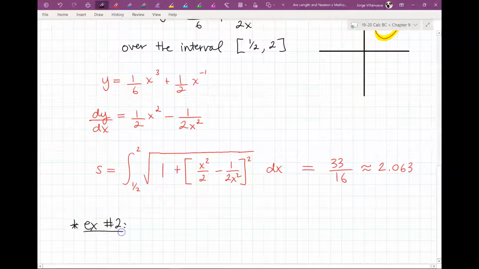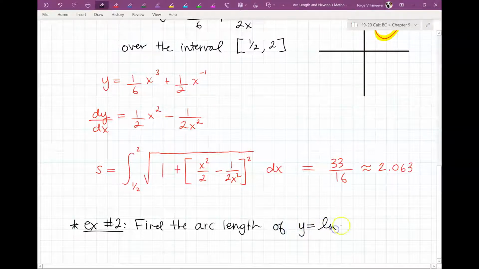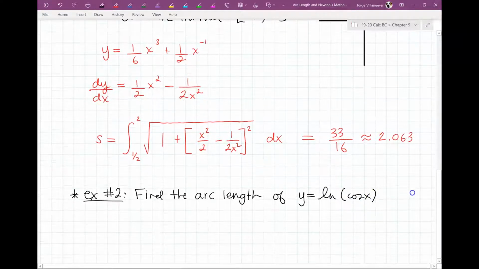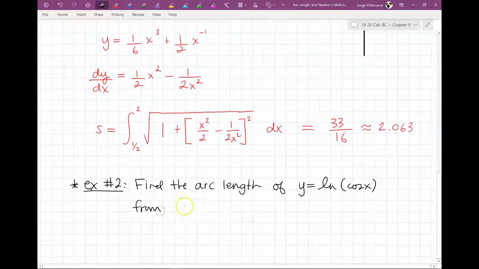So example number 2, we're going to find the arc length. And by the way, the thing I'm about to do is trig. There's going to be a little bit of trig right here. So remember to be in radians if the measurements are in radians, like the angles. If not, you might get wrong answers. So find the arc length of y equal to ln of cosine of x from 0 to pi over 4. So again, that's a clue that you better be in radians.